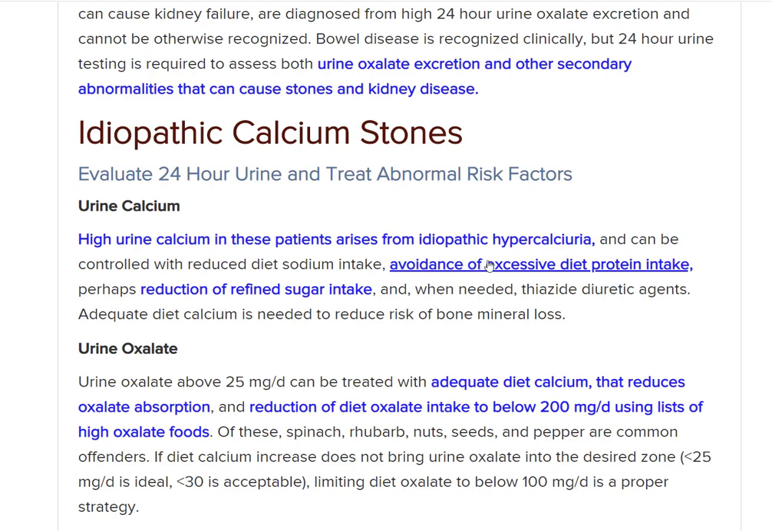If you keep your protein in the normal range and avoid refined sugar, it also helps, because very high diet protein and excessive use of refined sugar raise urine calcium. This is the condition where thiazide diuretic agents are used. Likewise, you need diet calcium to prevent bone disease. And this is covered in these links.